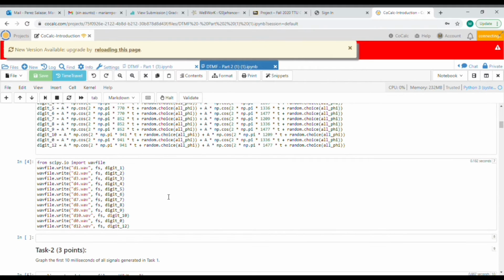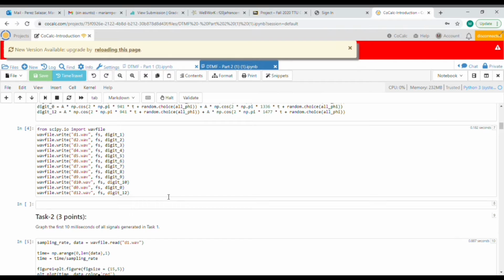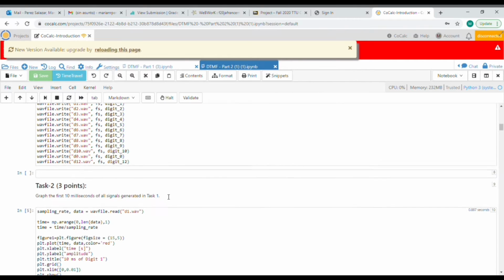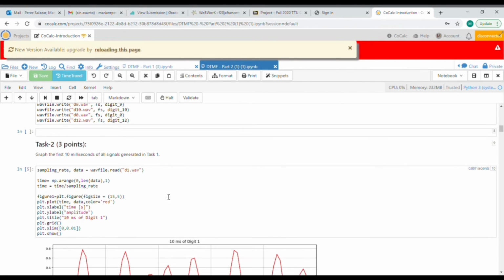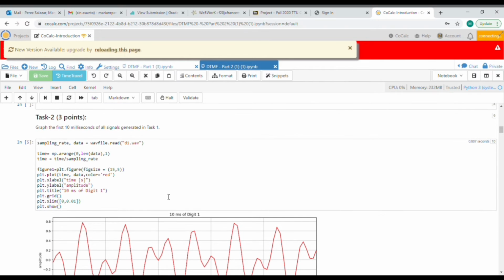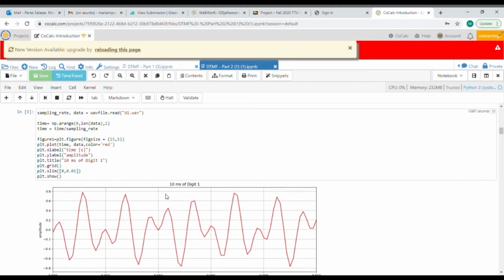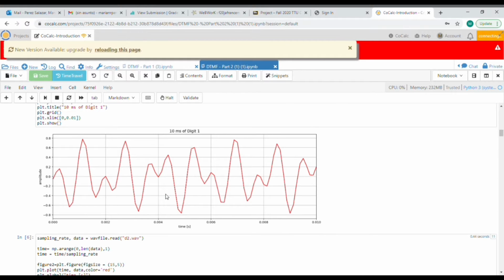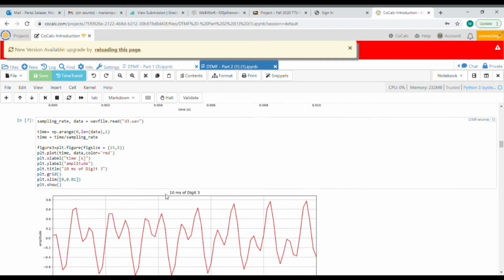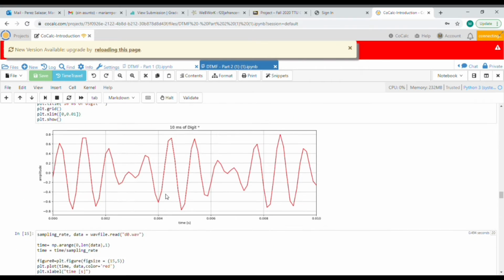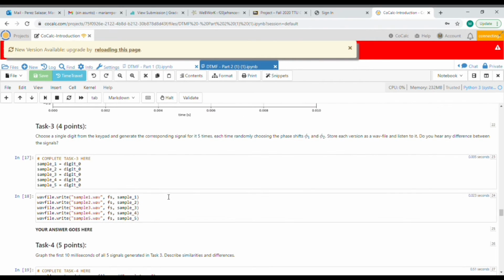For task 2, using the sampling frequency and each of the tones, I graphed the first 10 milliseconds of each digit separately and saw their differences to compare each other. For task 3, we had to choose a single digit and generate it 5 times to see if there was any difference by listening to the respective 5 different tones created. So I decided to use digit 0.